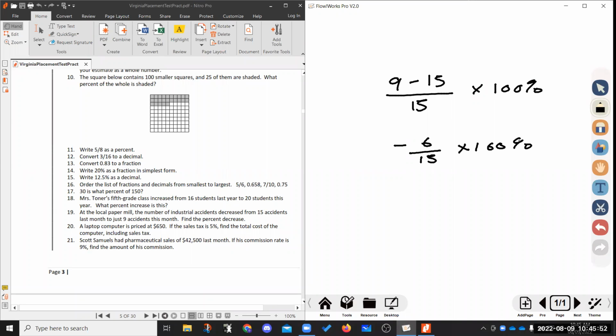So let's go ahead and solve this. This is negative 2/5, which is the same thing as negative 40 over 100 times 100%. This is going to be negative 40%. It's a 40% decrease. They could ask you specifically what the percent decrease is, though. They don't want the negative sign.